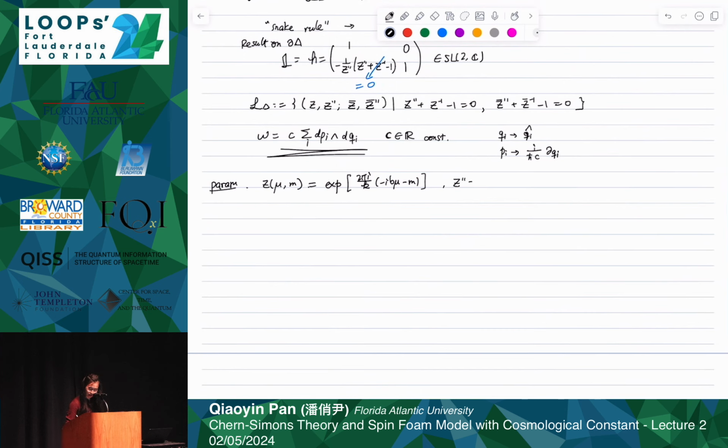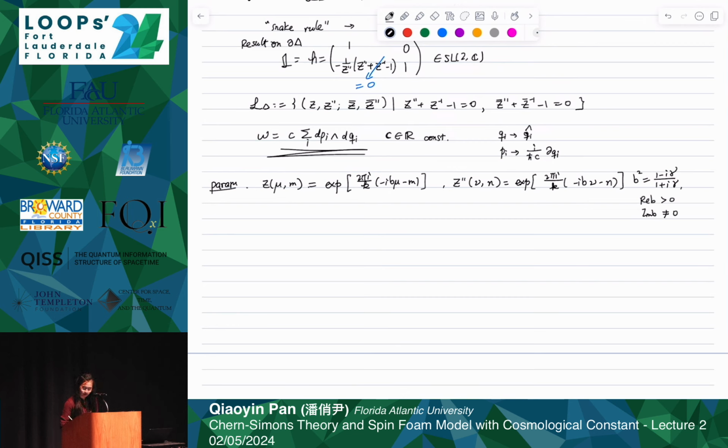And z double prime is also a function of two parameters, which is nu and n, another two parameters, but in the same form. So 2 pi i over k and minus i b. I will tell you what is b in this form. What is b? This b is a function of the Barbero-Immirzi parameter in this way: b squared equals 1 minus i gamma over 1 plus i gamma. And you realize that the real part of b is larger than 0, and the imaginary part of b is non-zero.